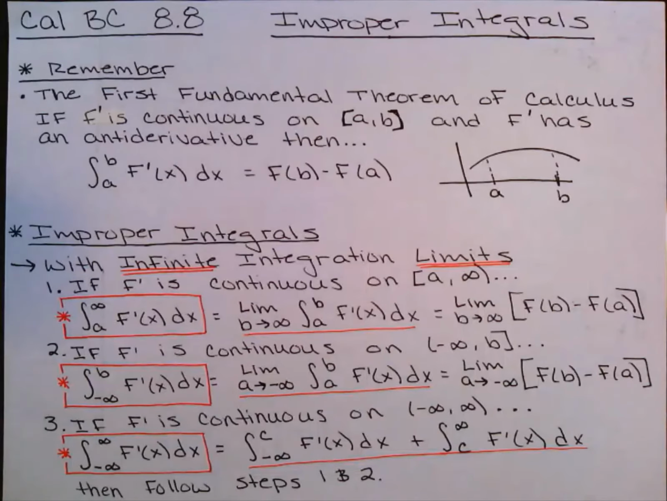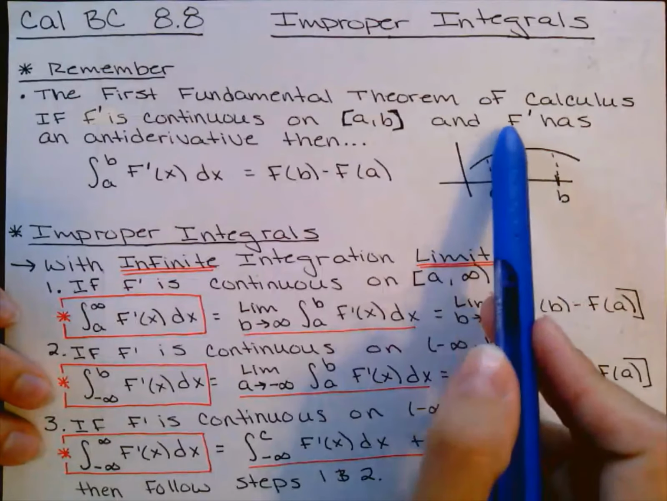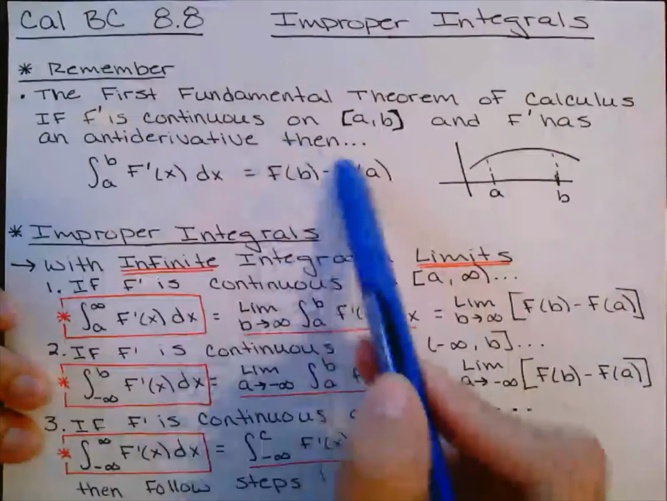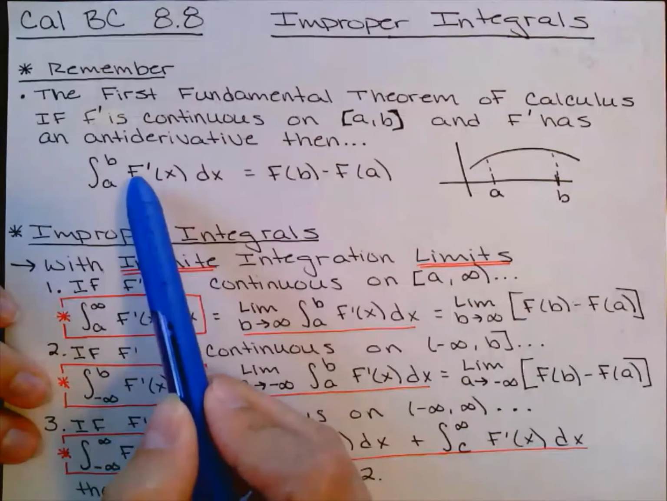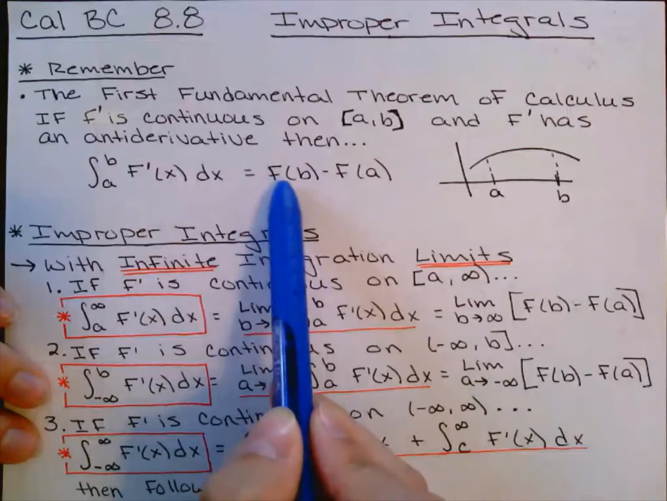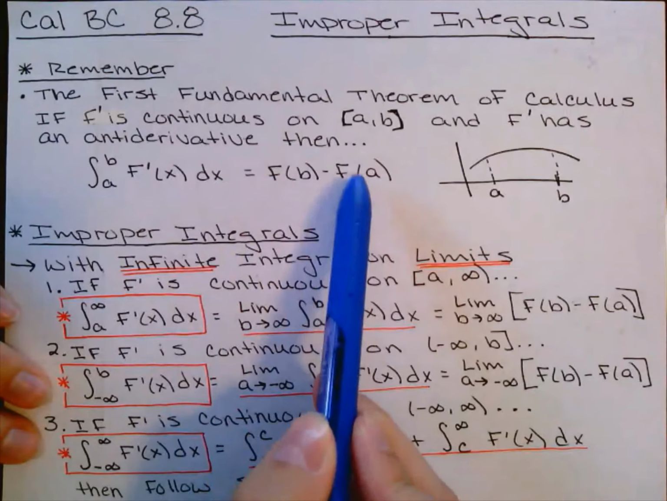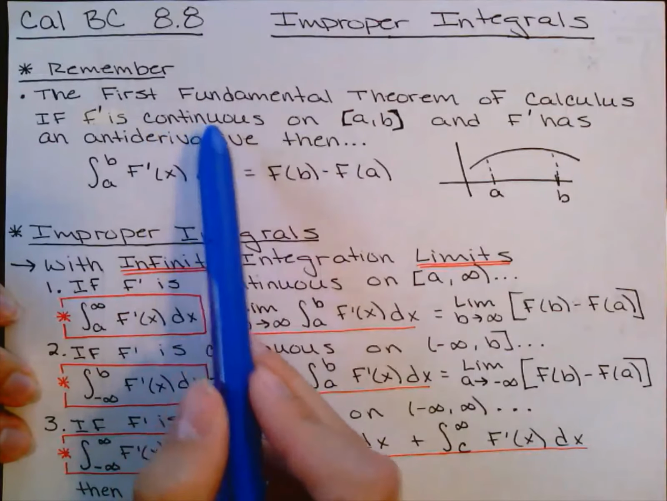Before we go on to how improper integrals work, let's remember what the first fundamental theorem of calculus says. It says that if a function f prime is continuous from a to b, and f prime has an antiderivative, then I can compute the definite integral, which means taking the antiderivative of f prime, which gives me f, and then doing f of b minus f of a. The key thing to notice here is that it has to be continuous.